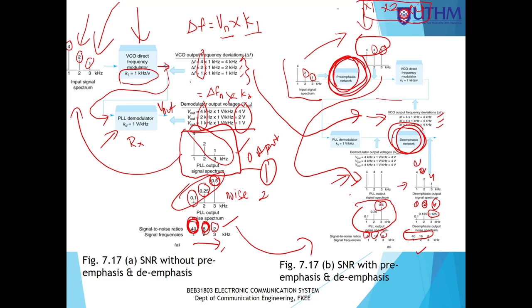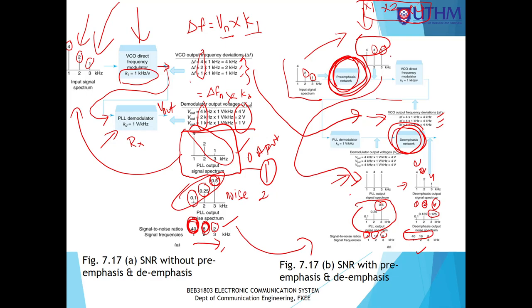It's not necessary that you multiply with 1, 2, 4 and so on. It depends on the pre-emphasis design. Okay, tidak semestinya semua sistem menggunakan 1, 2, darab 1, darab 2, darab 4. So it depends on the system. Okay, this is for this example.